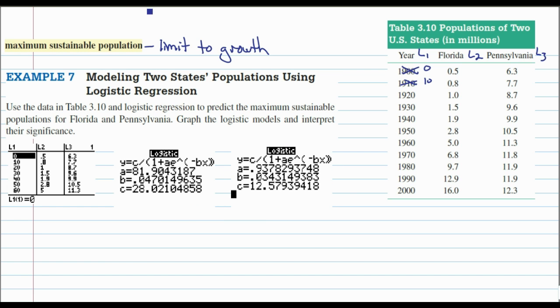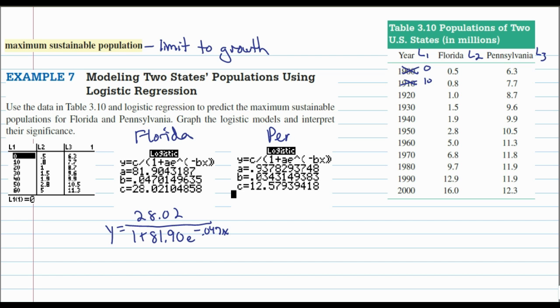So to put these in a form we understand, this means y equals C in the numerator, so 28.02 all over 1 plus A, their A is 81.90, times e to the negative B, their B is 0.047x. So this would be Florida.